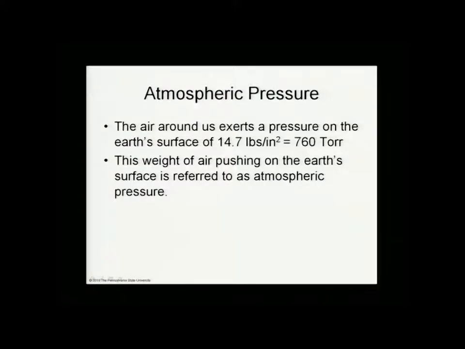So the air around us exerts onto the Earth's surface a pressure of 760 torr, which in English units is 14.7 pounds per square inch. This is the weight of the air pushing on the Earth's surface, and we call it atmospheric pressure. Of course, we know this varies a little bit with the weather. We talk about high pressure, low pressure systems moving in, but this is an average pressure at sea level.